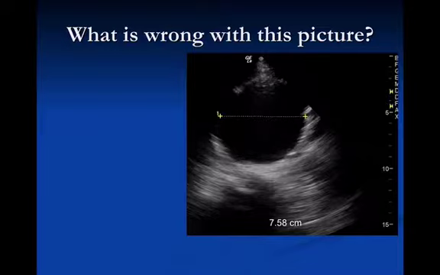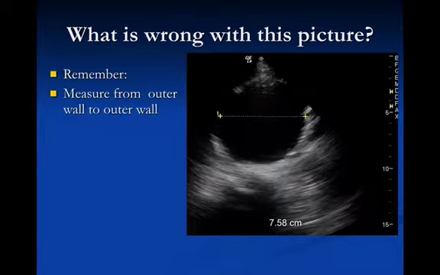So what is wrong with this picture? Number one, that measurement on the bottom is a little bit scary. It's 7.58 centimeters, but more importantly, this measurement is inaccurate. We really want to measure it from outer wall to outer wall, and a lot of times clot will fill up 50% of the aorta on these aneurysms, so that's why it's extra important to actually get from outer wall to outer wall.